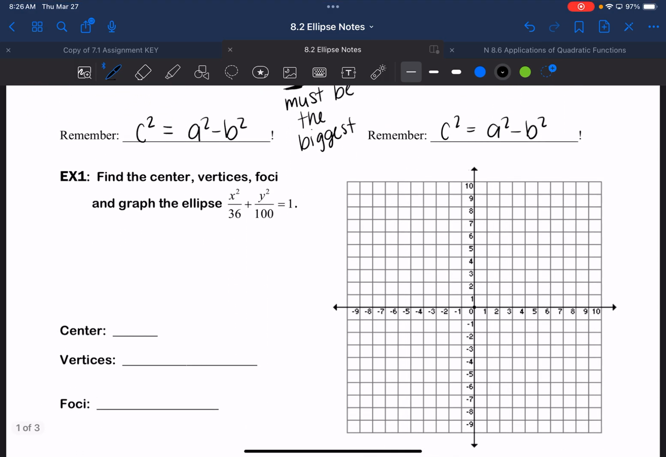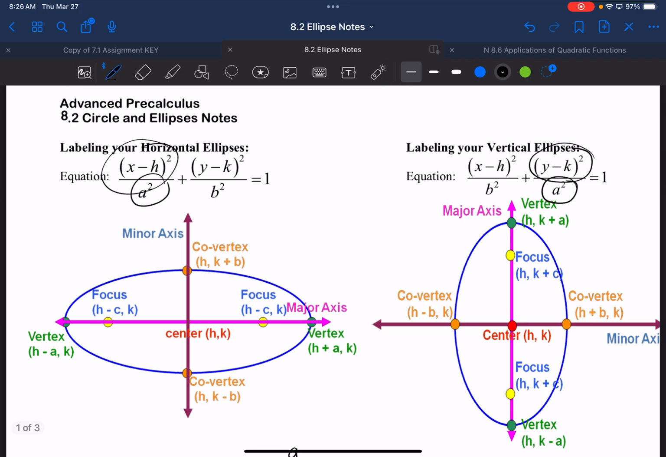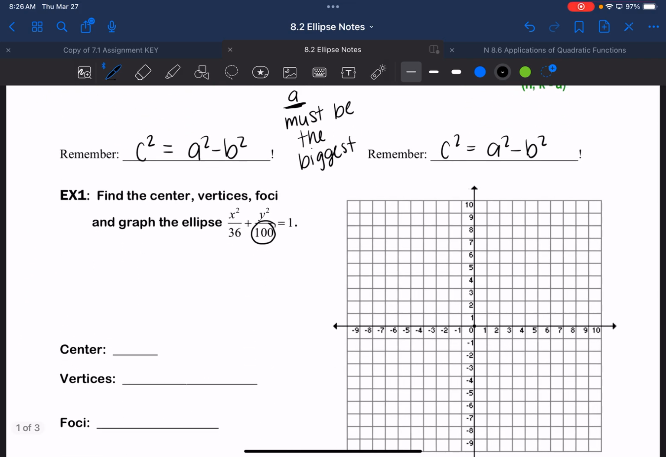All right. Now remember, if we can't see the picture, we don't know whether it runs vertically or horizontally, but we do know that A is supposed to be the biggest, and that's what's going to tell us if it runs vertically or horizontally. So clearly, 100 is the bigger one, right? And it's under Y. So when A is under Y, that was when we had a vertical ellipse, right? So we know that this is going to be vertical. Now remember, this is A squared under here, right? And this is B squared under here.